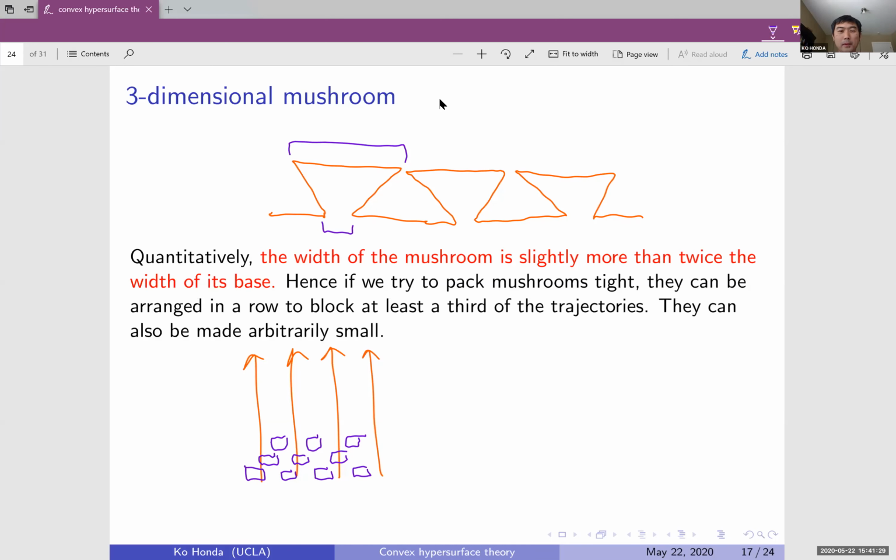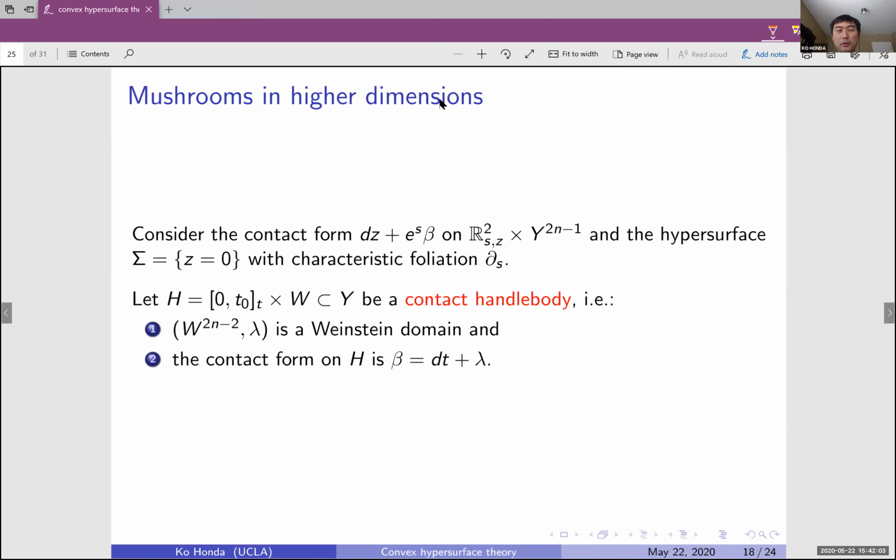The other thing is that it's only the ratio of the width to the length of the base that matters. So you can actually make this arbitrarily small. Let me draw. Instead of this, I could make this arbitrarily small, and so on. As long as the ratios are preserved, it doesn't really matter. Okay, are there any questions about this, the three-dimensional mushroom?